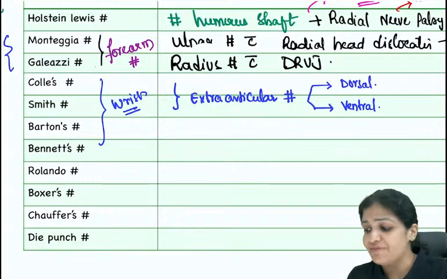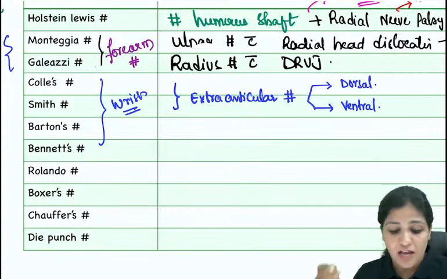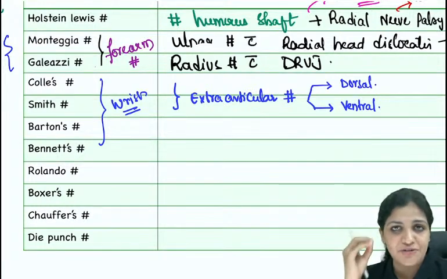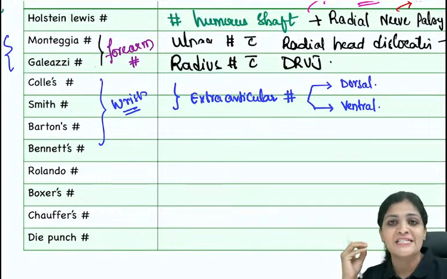Yes. Monteggia fracture, the posterior interosseous nerve is the nerve which gets injured. That is also very, very important. So Colles' and Smith's we have done. This is extra-articular fracture. The displacement onto the dorsal is Colles', ventral is Smith's, right?